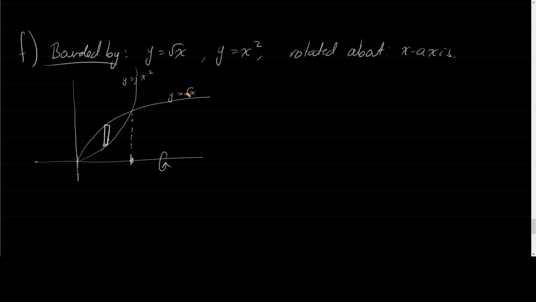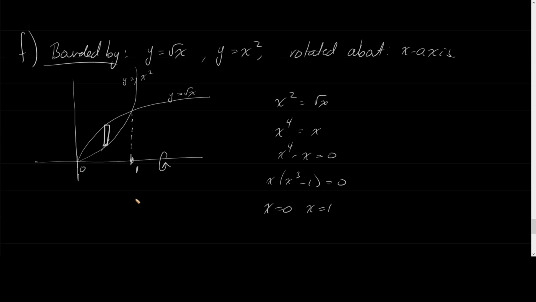Well, set these two functions equal to each other to see where they would be the same. To get rid of this radical, square both sides. So I have x to the fourth is equal to just x. Move the x over. X to the fourth minus x equals 0. Factor out x. Solve for x. So we have 0 and 1.